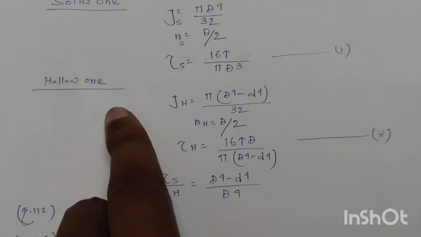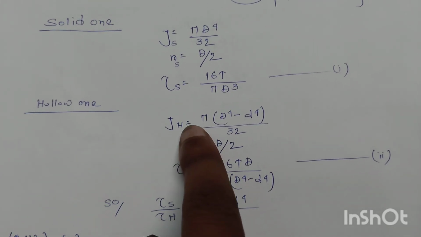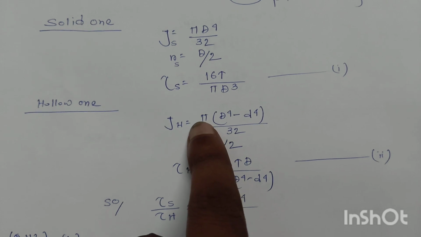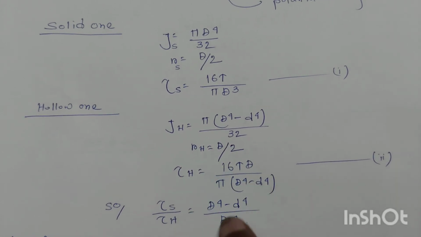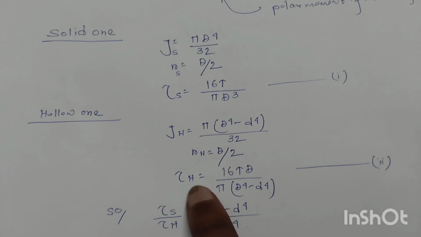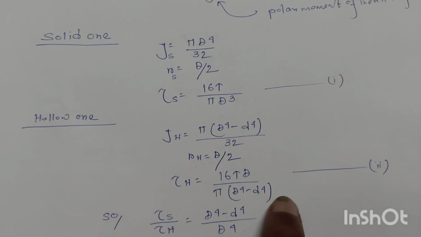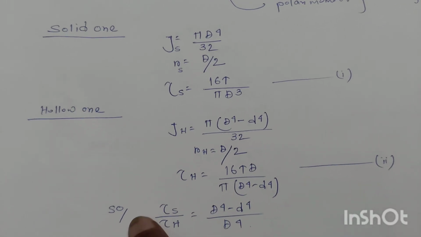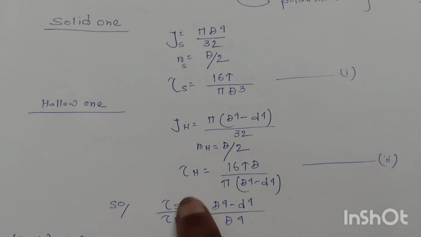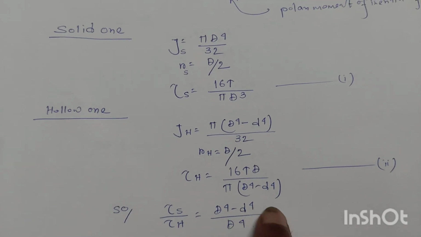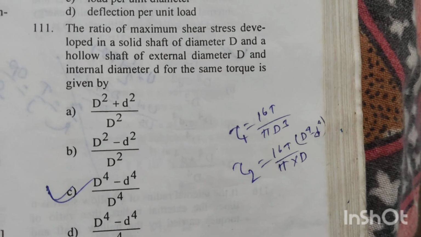And for a hollow circular shaft, the polar moment of inertia Jh will be pi times capital D to the power 4 minus small d to the power 4, by 32, and Rh will be capital D by 2, and the shear stress tau h will be 16T capital D divided by pi into capital D to the power 4 minus small d to the power 4. Okay, now if we take the ratio tau s by tau h, then we will get capital D to the power 4 minus small d to the power 4 divided by capital D to the power 4. C is the right answer.